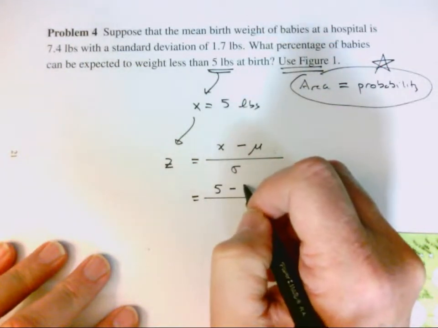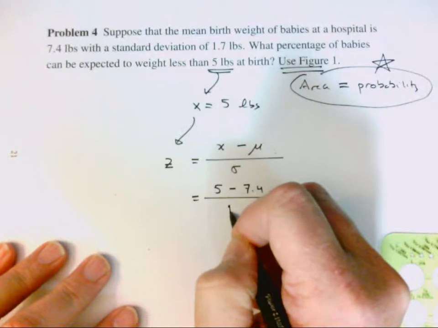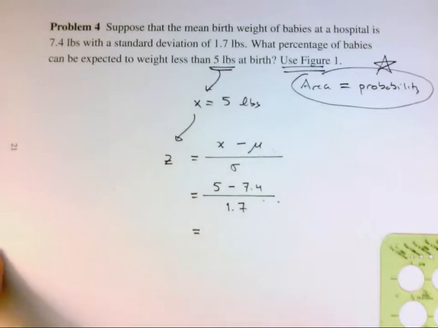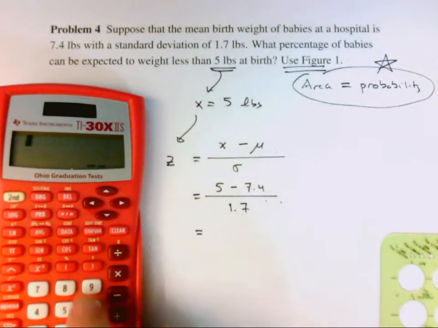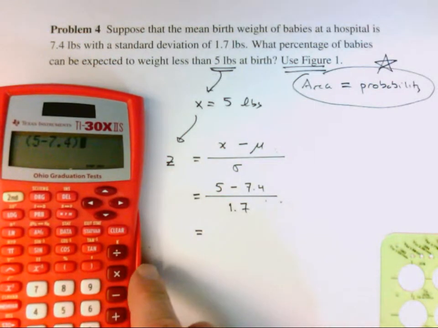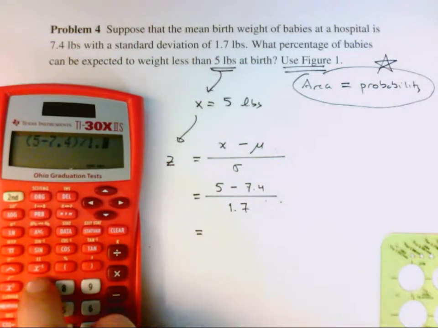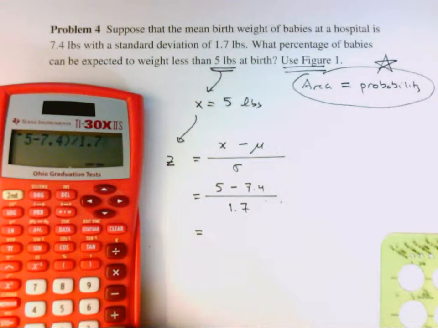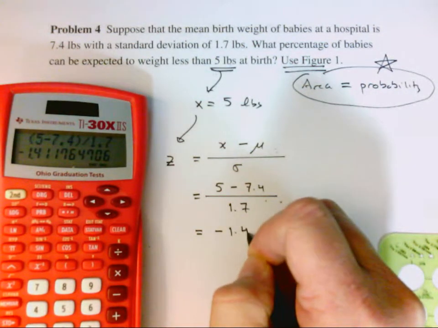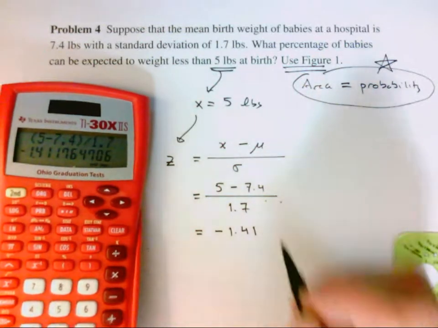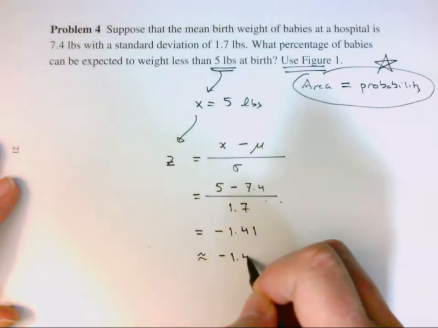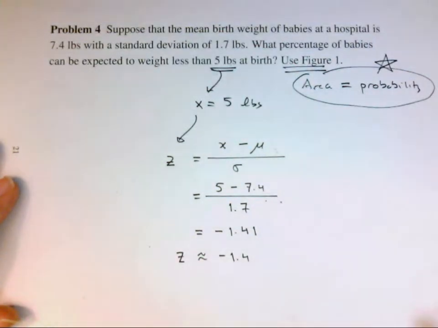5 minus 7.4 divided by 1.7. And fumble with your calculator. 5 minus 7.4, that's going to be negative 2.4. Divide by 1.7, so it's going to be negative 1 and change, it looks like. Negative 1.41, which we're going to say is approximately negative 1.4 when we go to graph it on the figure.